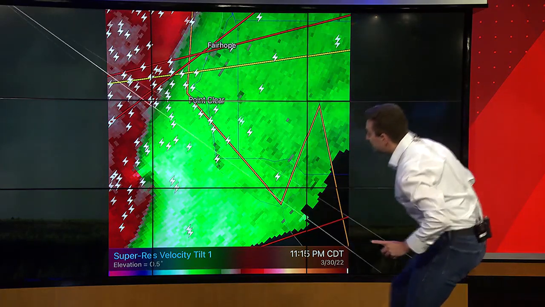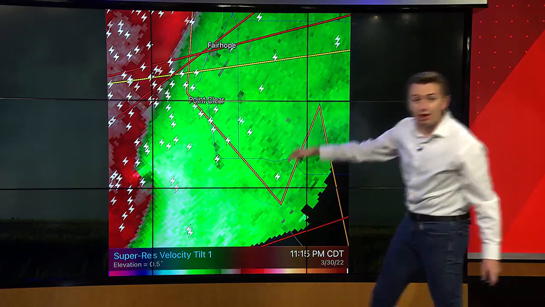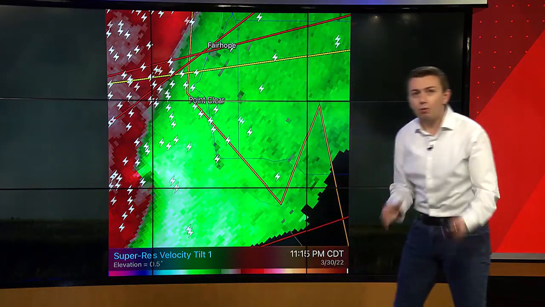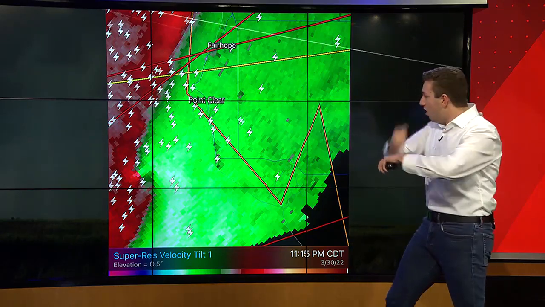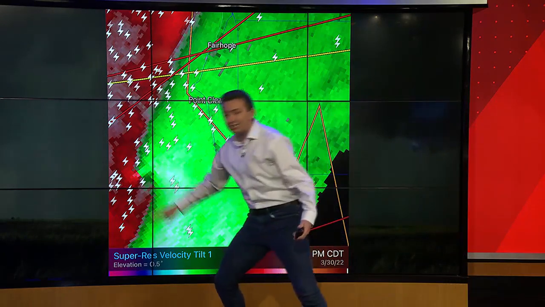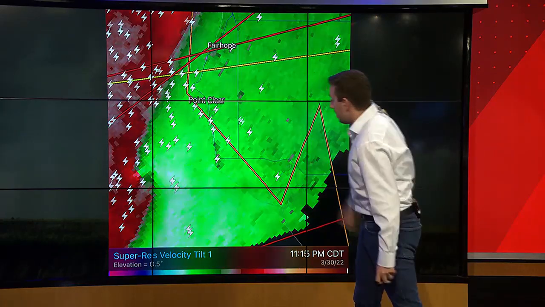So all of this green is moving that way towards where the radar site is, that red moving this way away from where that radar site is. See how they're really close together right there? That's where the potential water spout was. And in fact, this one's a really good signature because you see how those colors are right on each other. The pixels are right next to each other. That's how we can tell that there is likely a water spout there.